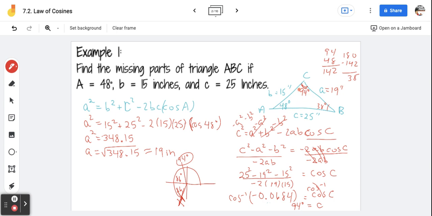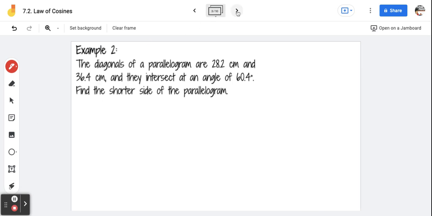All right, and that solves the triangle. We have all three angles and all three sides, and we are done. All right, let's look at another one.